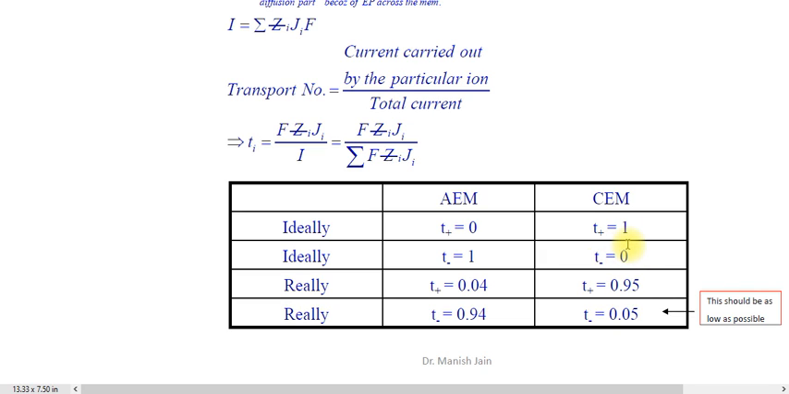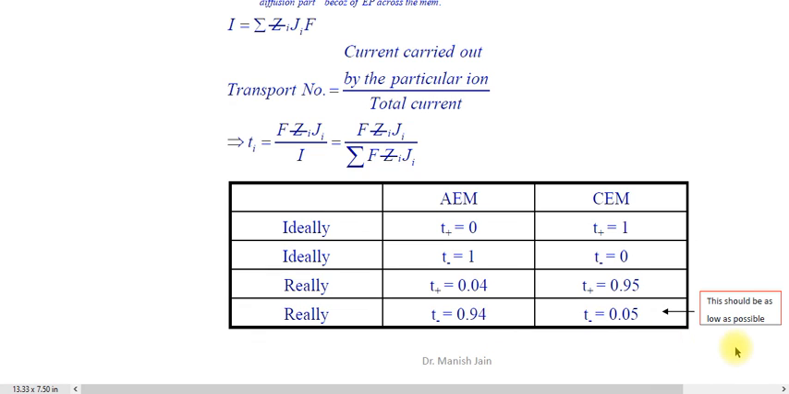But in the real case, most commercial membranes, not laboratory-made membranes, have, for an anion exchange membrane, T positive 0.04 and T negative 0.94. Generally, membranes are about 94% selective. Similarly, for a cation exchange membrane, T positive is 0.95 and T negative 0.05. So these are for real, commercially available membranes. Suppose you are making a membrane in the laboratory, then you have to calculate the transport number, which will signify the property of your membrane.